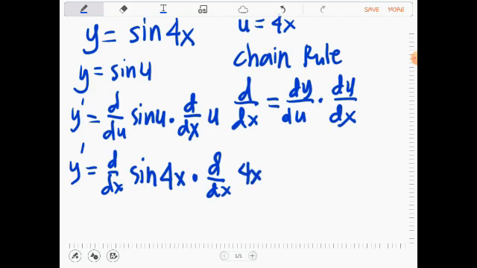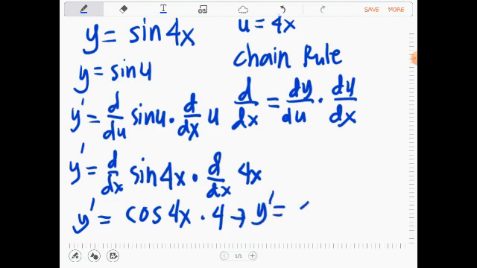Okay? And then, this would be equals to derivative nung sine 4x, that is cosine of 4x. Then, derivative of 4x is 4. Okay? So, this would be equals to y prime is equals to 4 cosine of 4x.